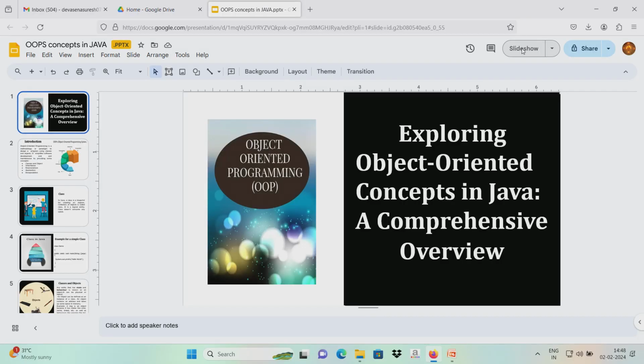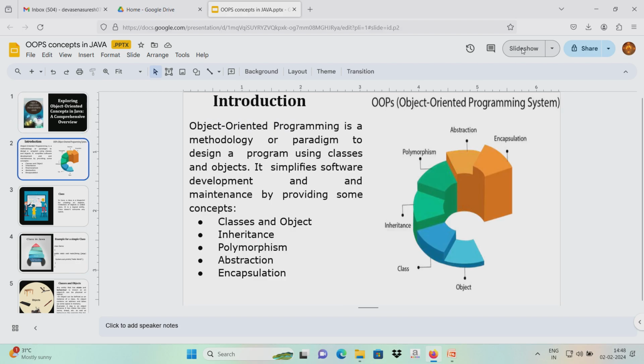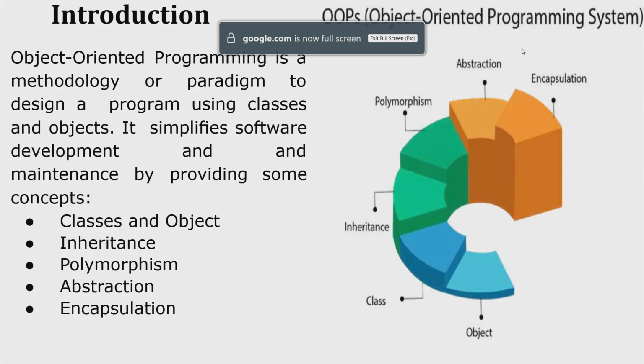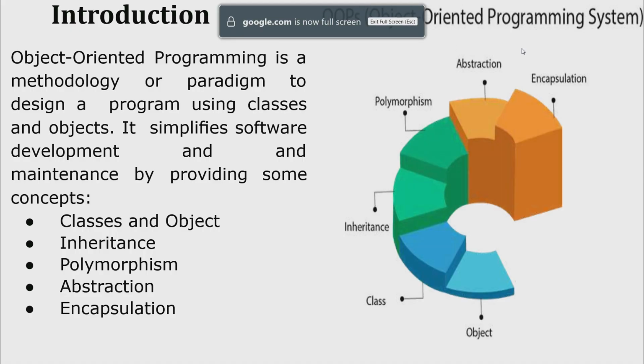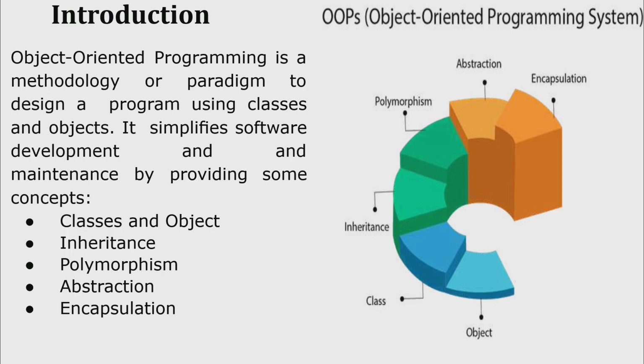I am going to take object-oriented programming concepts in Java programming. Object-oriented programming concepts are not specific to a particular language like Java. They are common to all the languages which implement these object-oriented concepts, for example C++, Python, Java and C#. So it includes classes and objects in Java.